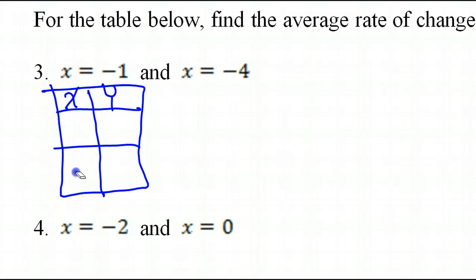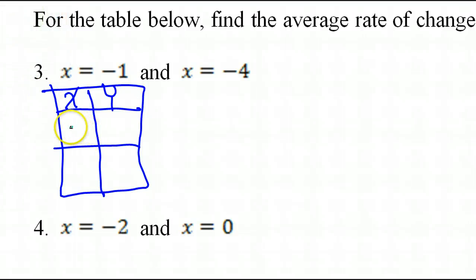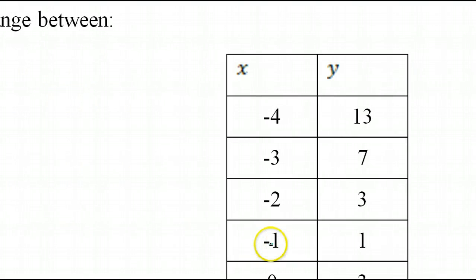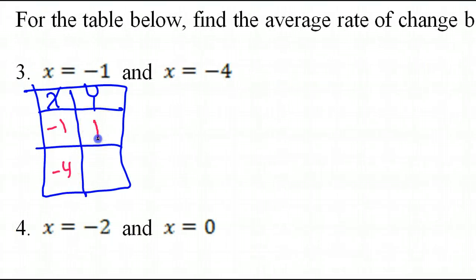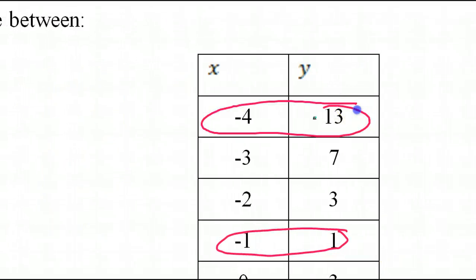Hold on, I wanted that to be red. Okay, so we have negative 1 and negative 4. Well look, at negative 1, we got 1. So that's one of our points, negative 1, comma 1. At negative 4, we got 13.